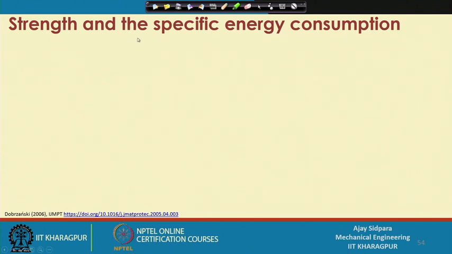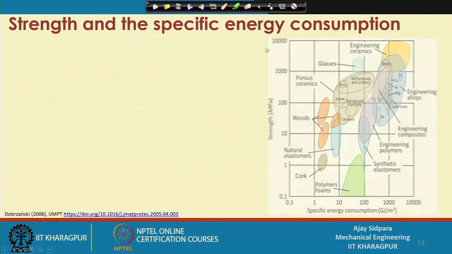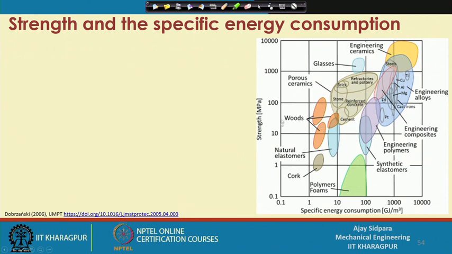Another thing is strength and the specific energy consumption. So, this is one more graph. Here different materials are given, and the y axis is strength. This strength is increasing, and this is the specific energy consumption. So, what is the specific energy consumption? If you see these materials, they are not readily available, which means that wherever you are getting them, you have to process these components.